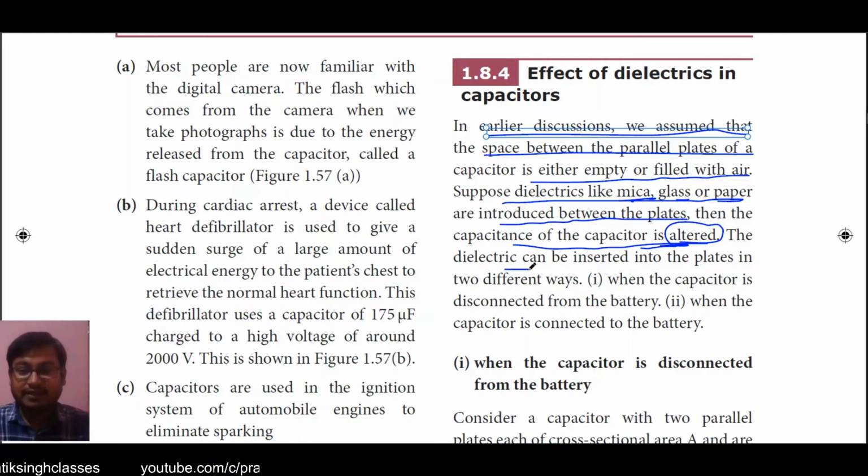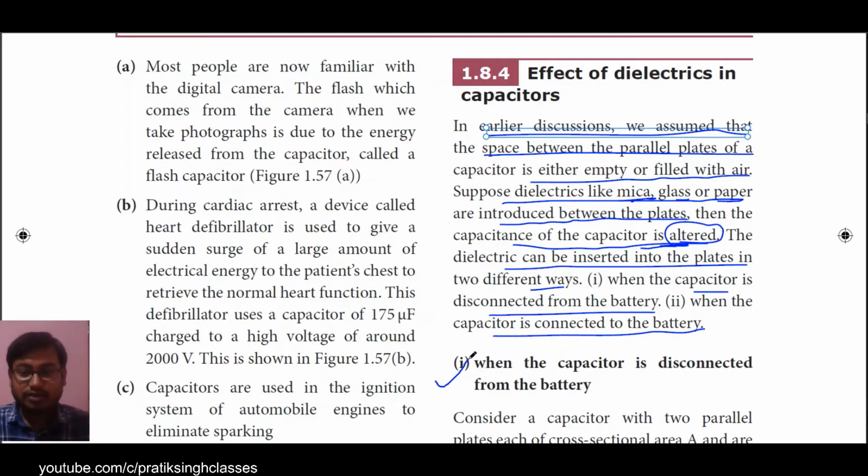The dielectric can be inserted into the plates in two different ways. Fine. What are the ways? Number one, when the capacitor is disconnected from the battery and the dielectric materials are inserted, or when the capacitor is connected to the battery and in that situation the dielectric materials are being inserted inside the capacitor.